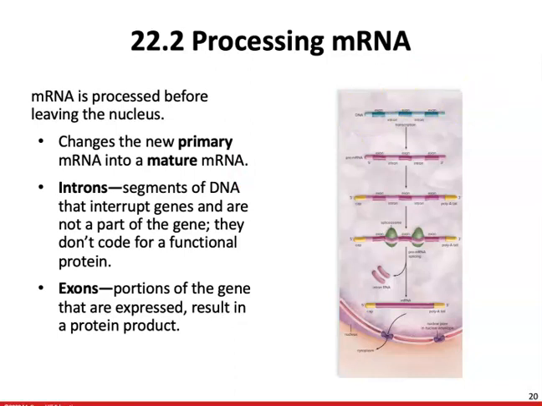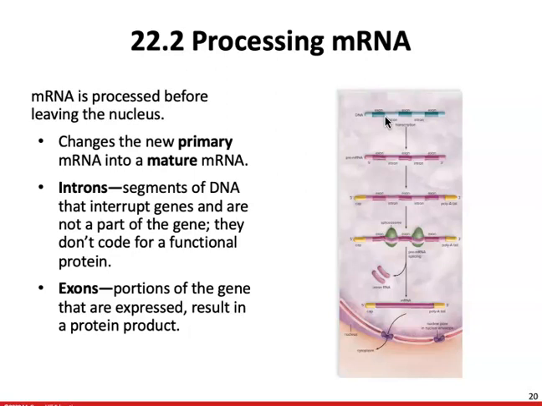So what happens is that we take our new primary mRNA strand and we then have to mature it. We're going to have to process that before we can leave the DNA, before we can leave the nucleus. An RNA sequence is going to be made up out of introns and exons. Introns are segments of DNA that interrupt genes and they're not really part of the gene. They don't code for a functional protein.